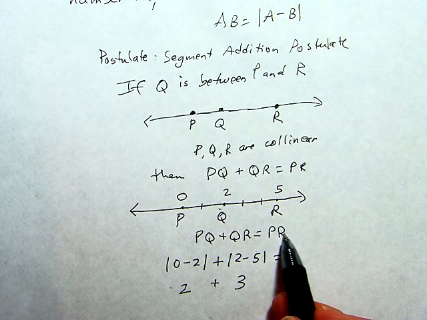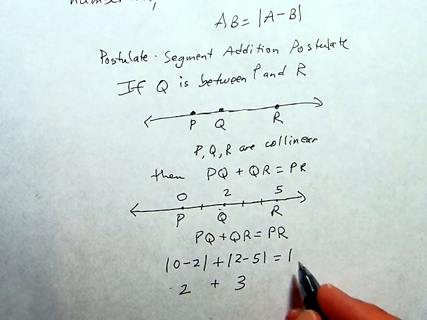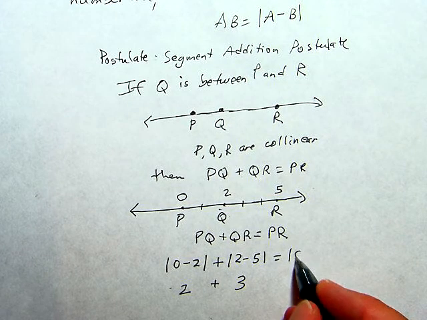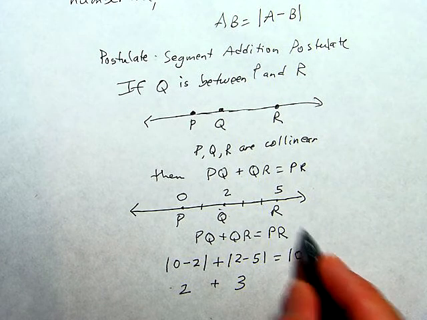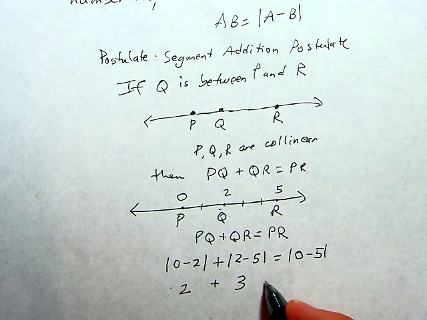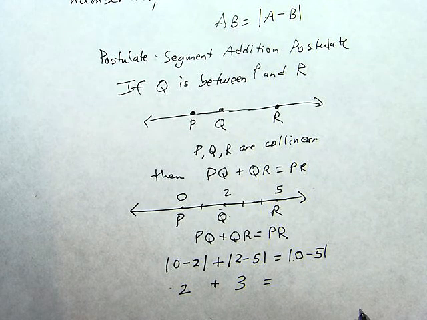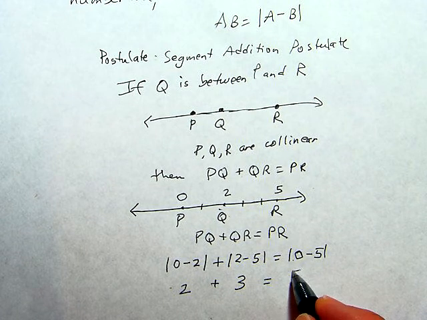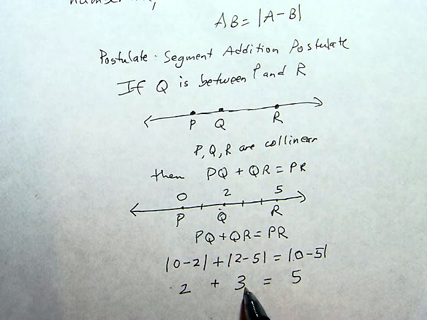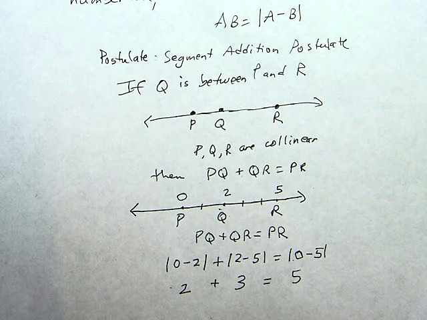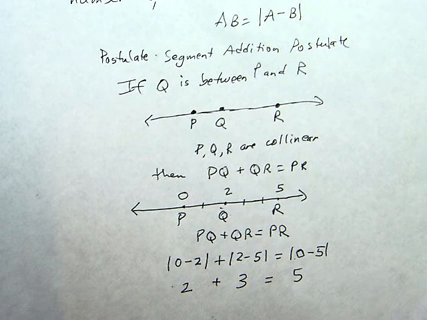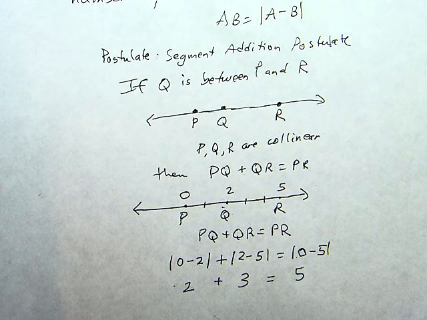And then what is PR here? Well, the measure of PR is the absolute value of 0, which is where P is, minus 5, which is where R is. So what is 0 minus 5? -5. What's the absolute value of -5? Well, we take away the negative sign. We get 5. So we have 2 plus 3 equals 5, which we know, of course, is true. But we accept this as a postulate. Okay, and this is exactly how one talks about measures and how one talks about the segment addition postulate.